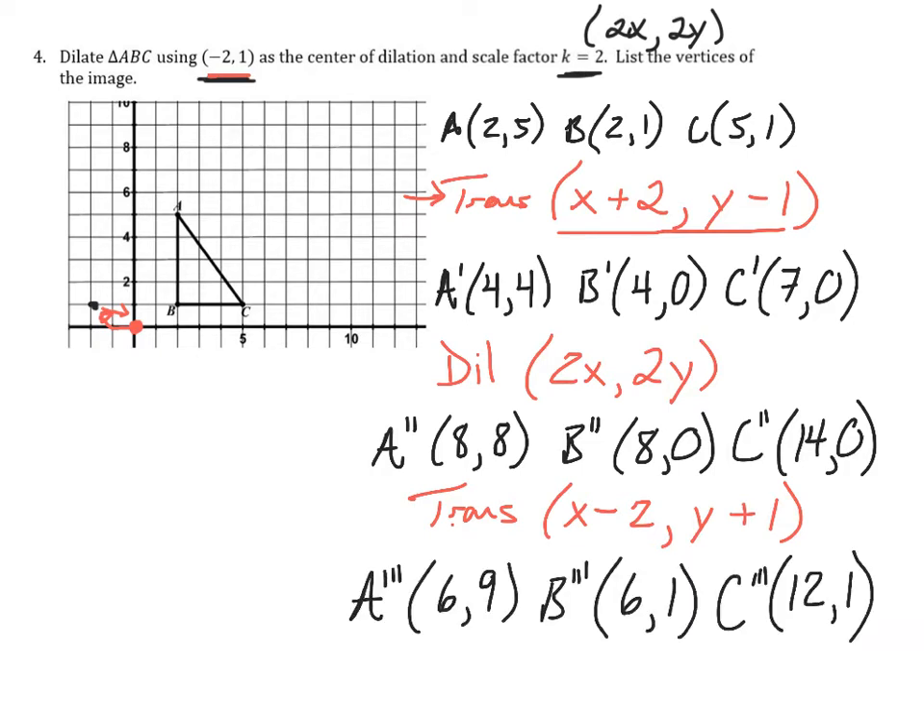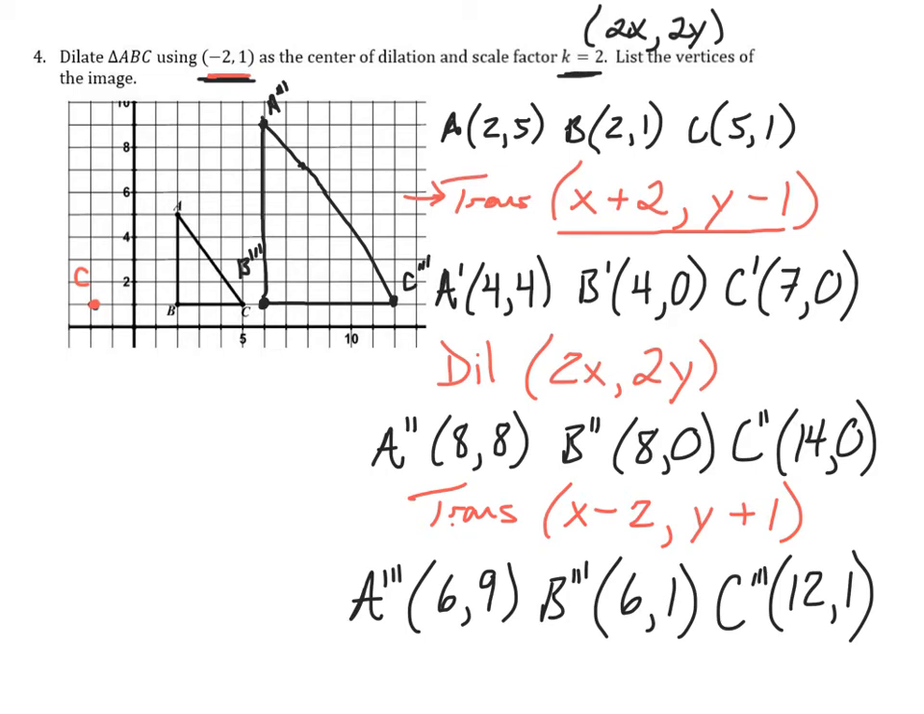Last thing I can do is just graph them to get an idea of what this is going to look like. So my final image, A triple prime, B triple prime, C triple prime, is definitely larger than my original figure. And it's definitely moving away from that center of dilation that I marked at (-2, 1).